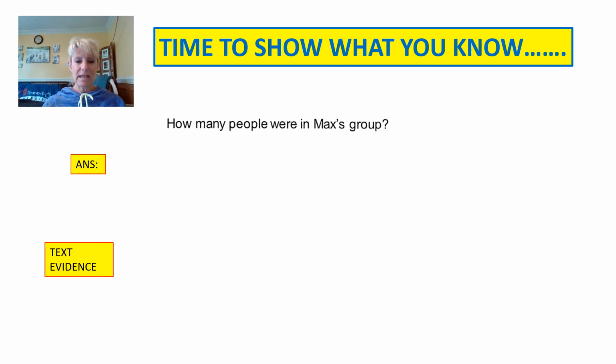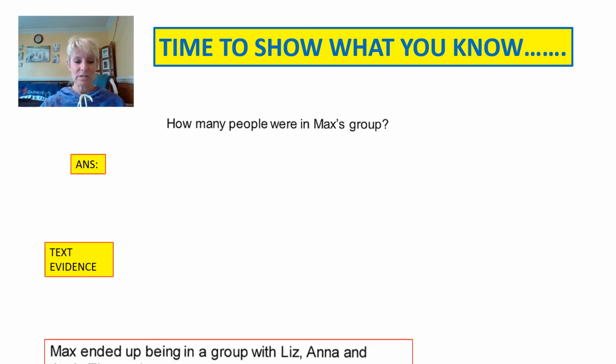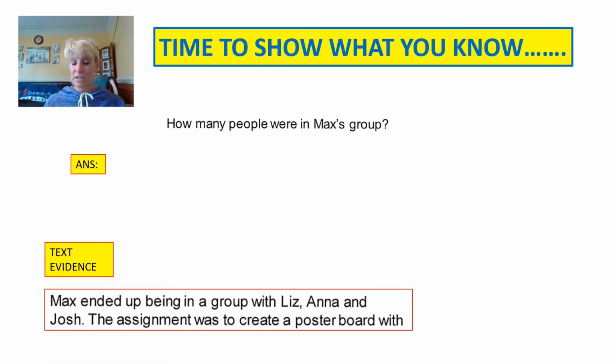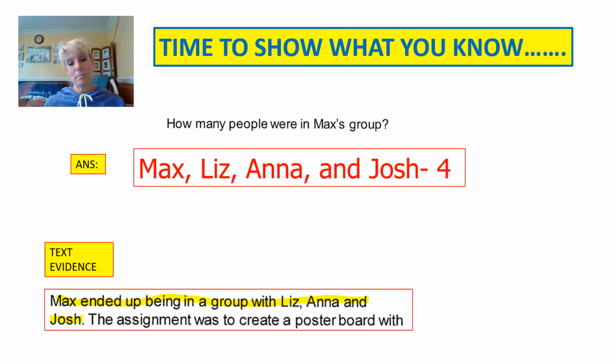All right. How many people were in Max's group? This was a little tricky if you didn't pay close attention. So I went back into my story, and it says Max ended up being in a group with Liz, Anna, and Josh. Now, some people might say, well, that means there were 3, but you had to count Max also. So there were 4 people in his group.